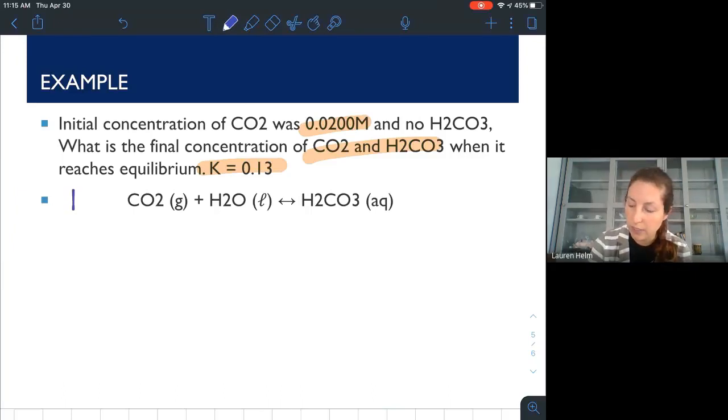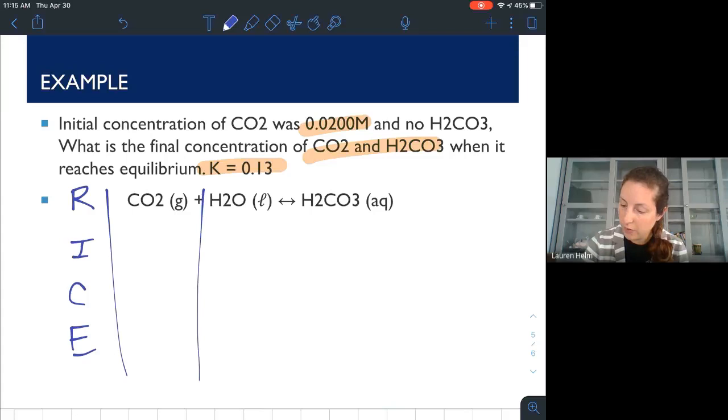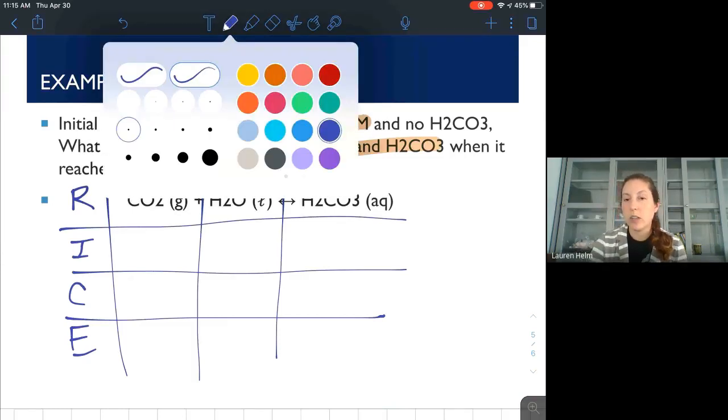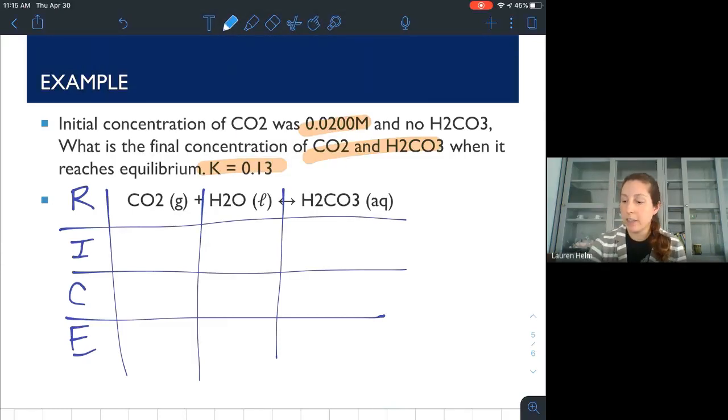I'm going to set up my rice table again. So here's my rice table. First thing I'm going to do, remembering back that solids and liquids do not impact equilibrium. Water's a liquid. I can completely take out this one column from my table. It's not going to impact what we're doing.